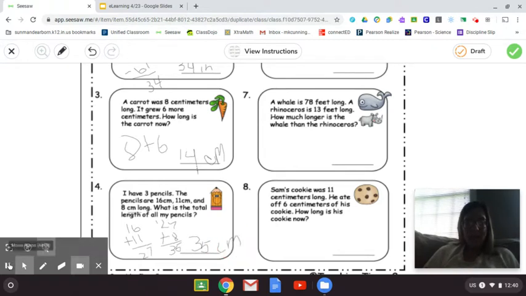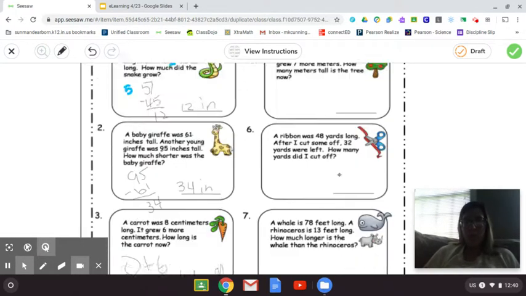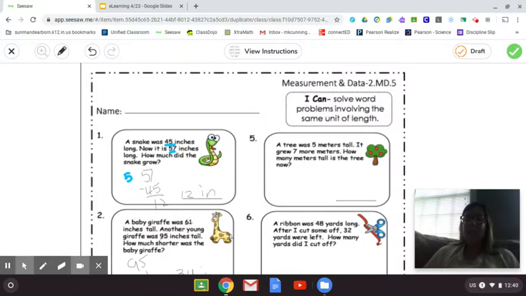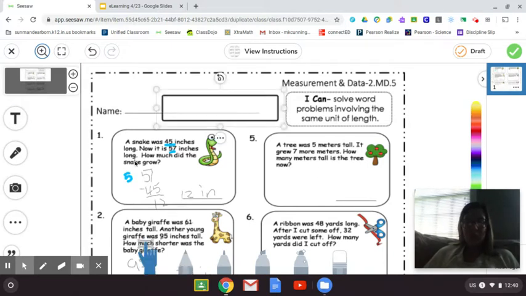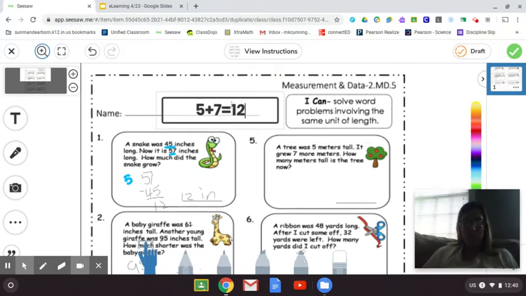Okay. Let's go up here to 5. It says a tree was 5 meters tall. It grew 7 more meters. How many meters tall is the tree now? So I'm going to switch up my tools here, and I'm going to try to do this in a text box because this one isn't too hard. So I'm going to do 5 plus 7 equals, and we know that equals 12. So that would be my problem.